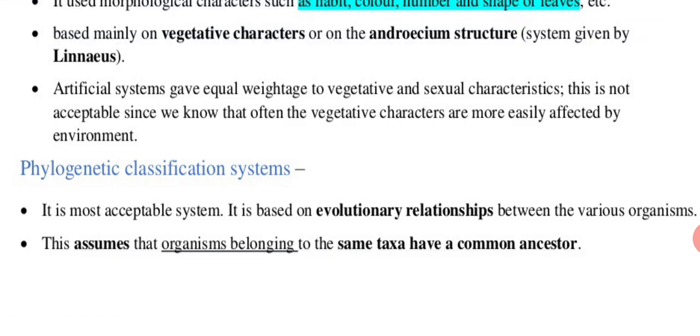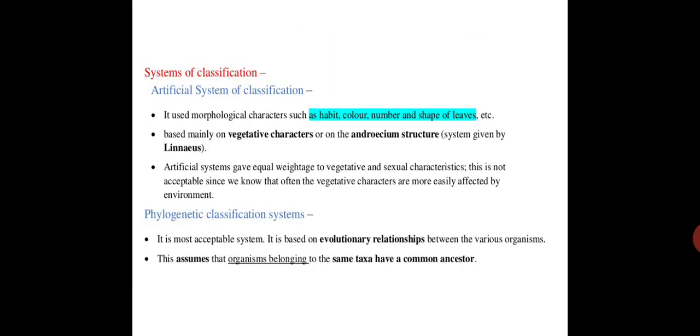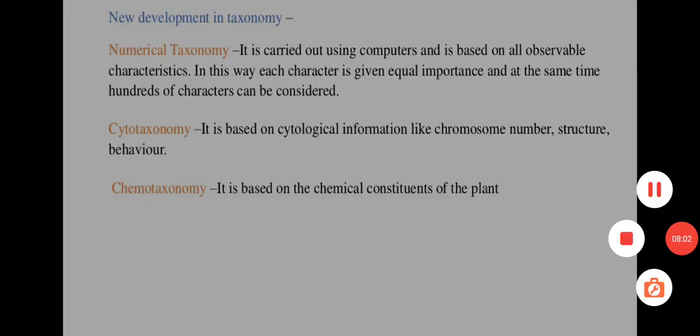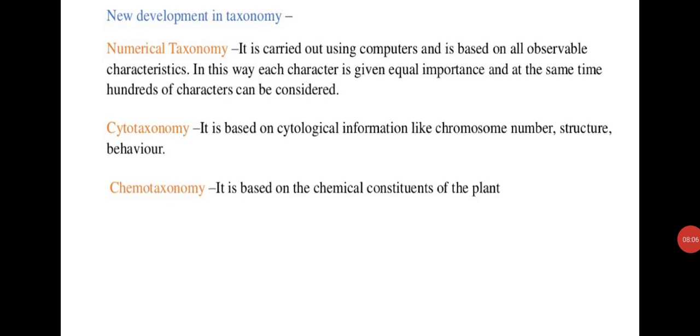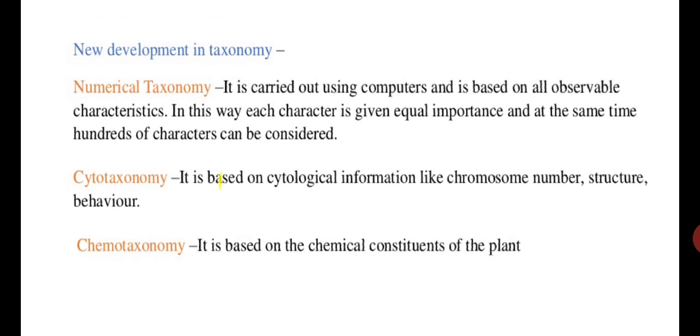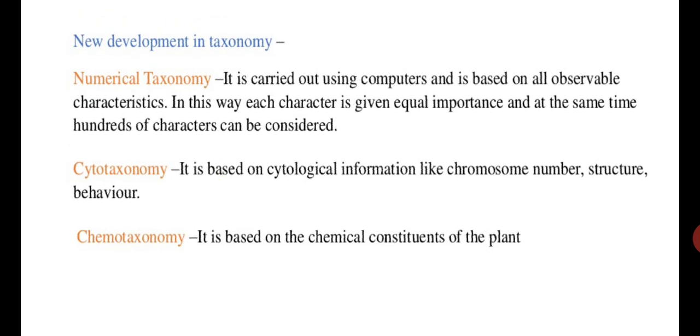So now, next, what we have to study. The next classification system taken into consideration is numerical taxonomy. This is also an advanced type of classification or taxonomical study about a particular plant. It is carried out by using computers, and it is based on overall observable characteristics. Each character is given equal importance, and at the same time, hundreds of characters can be considered.